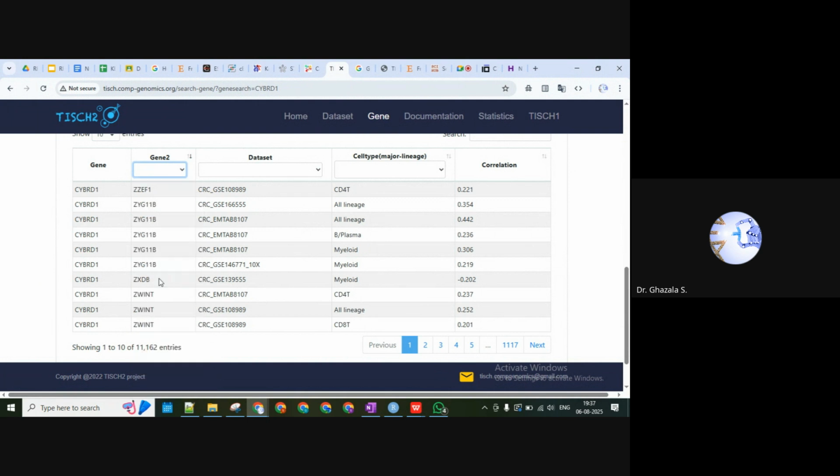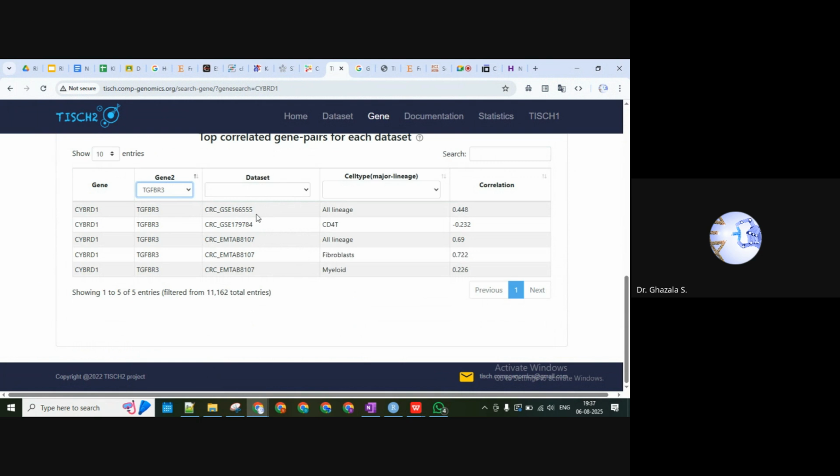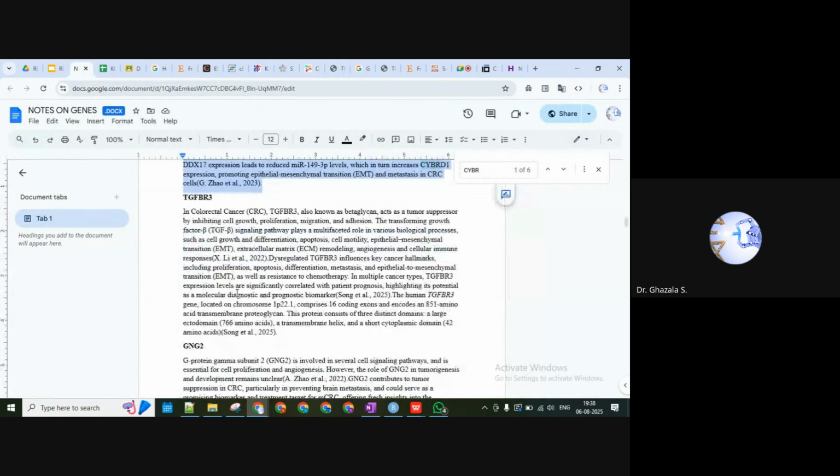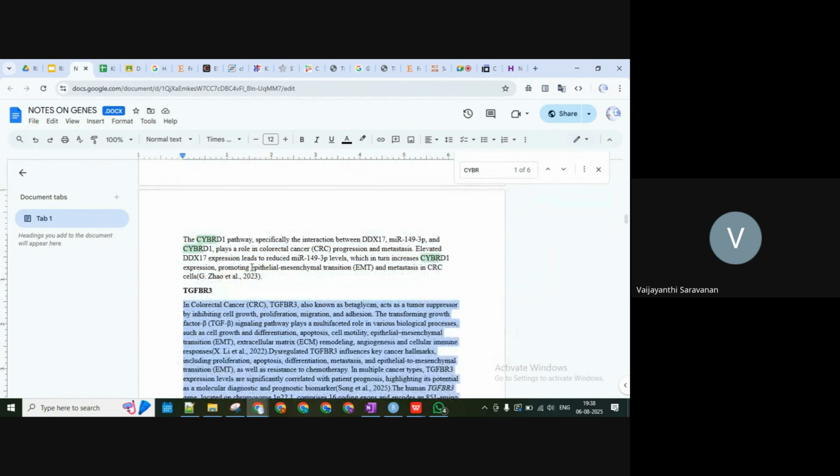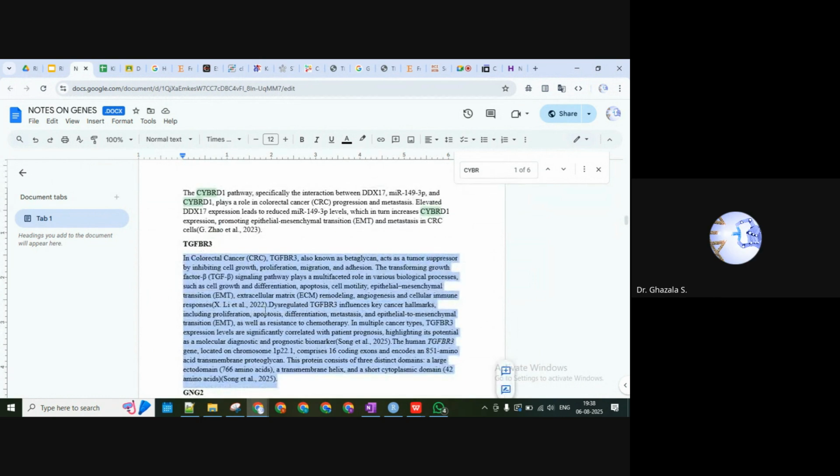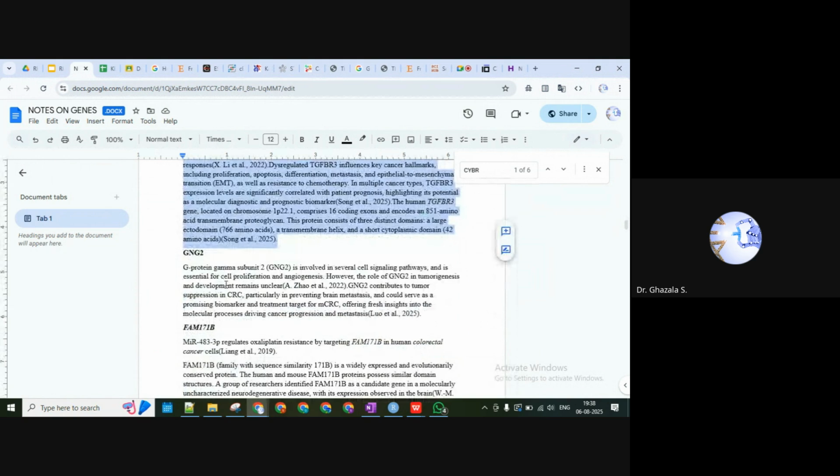TGFBR3. Okay, so these data sets have this particular relation mentioned between these two genes. And for TGFBR3, you need to check in your table whether this is a novel gene or an already known gene. So this is an already known gene, not novel. So that's how we need to focus on the genes.